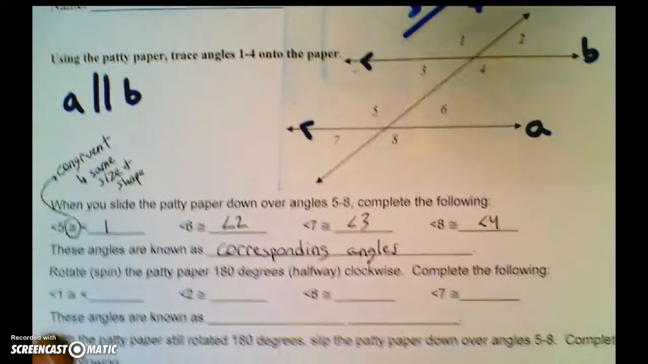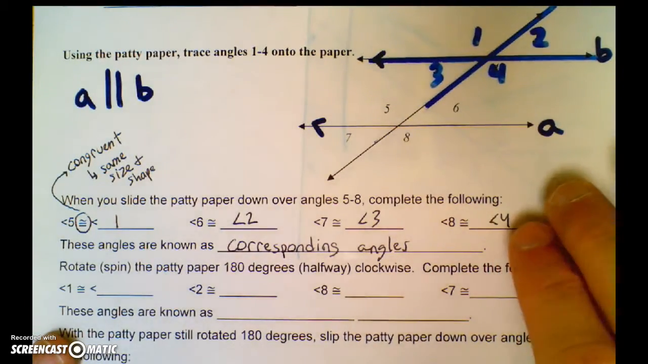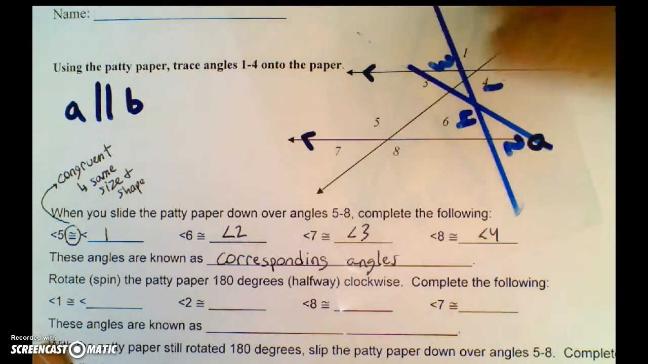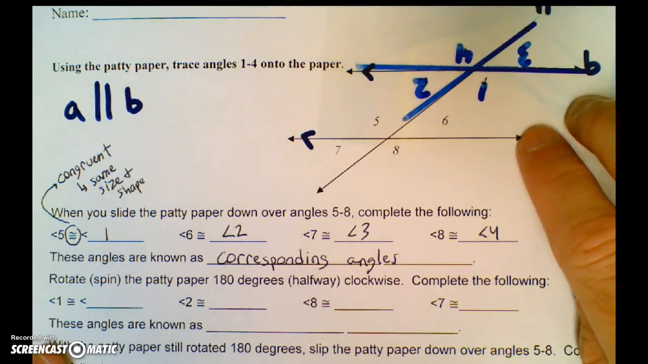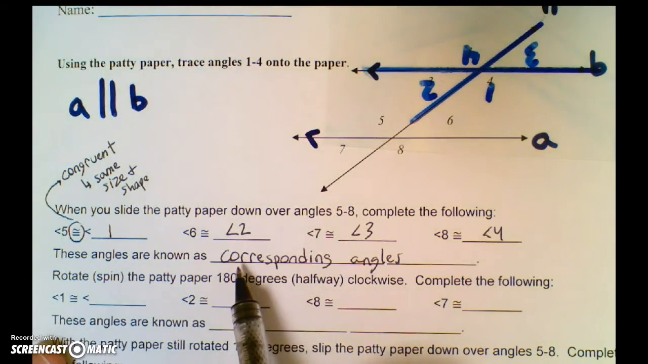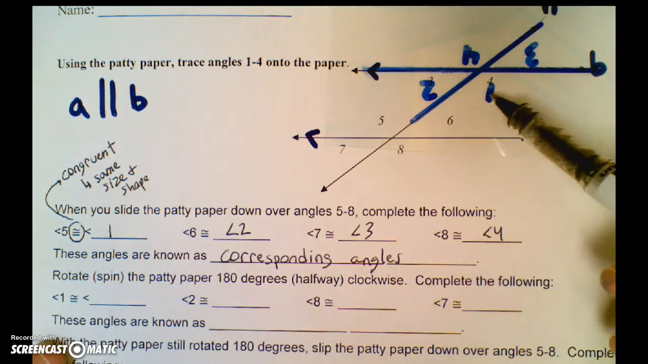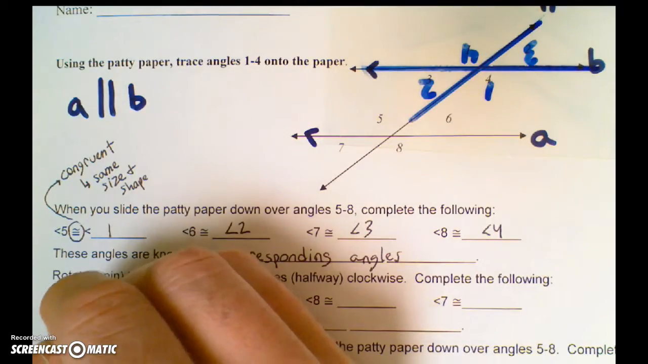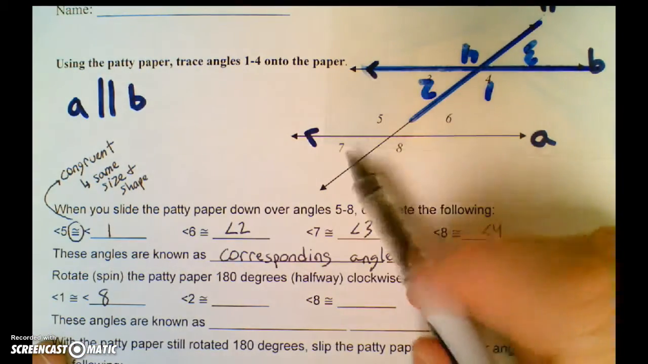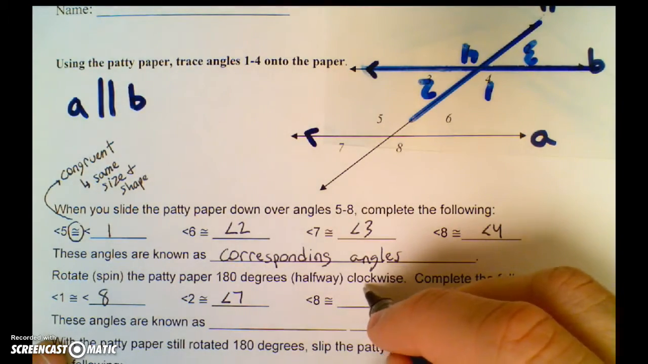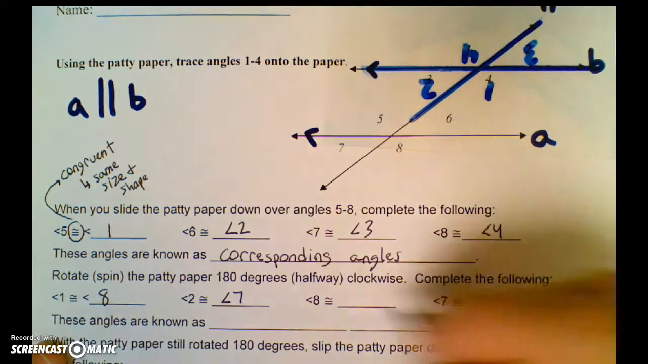Okay. Next part of the investigation has us spin the diagram 180 degrees clockwise, halfway. So I'm just going to spin this around just like that. So using our example from above, we know that corresponding angles are the same size and same shape. So now looking, after I spun it, which angle does angle 1 correspond with in this case? This time, when I spun it, angle 1 is matching up with angle 8. So angle 1 is congruent to angle 8. Angle 2 is also congruent to angle 7 based on that relationship. And then angle 7 is congruent to angle 2. And angle 8 is congruent to angle 1.